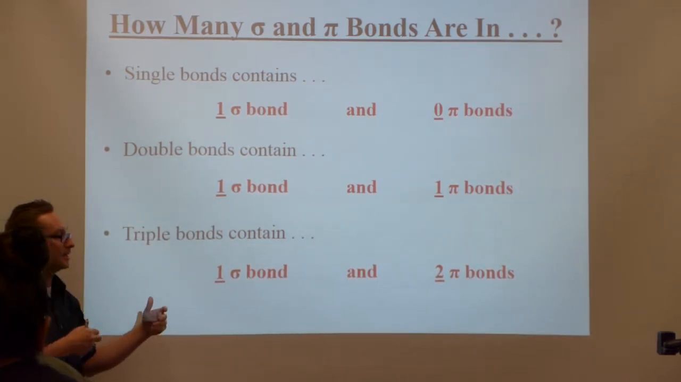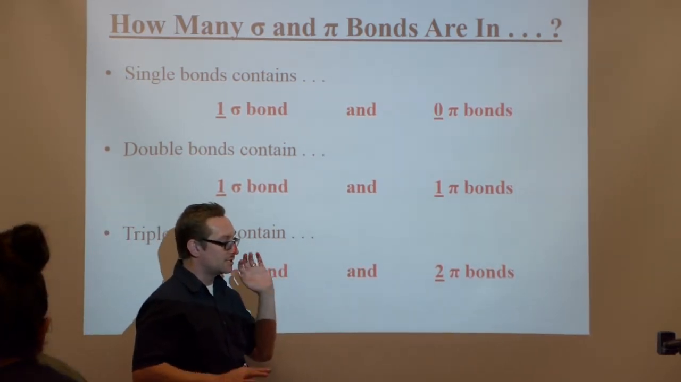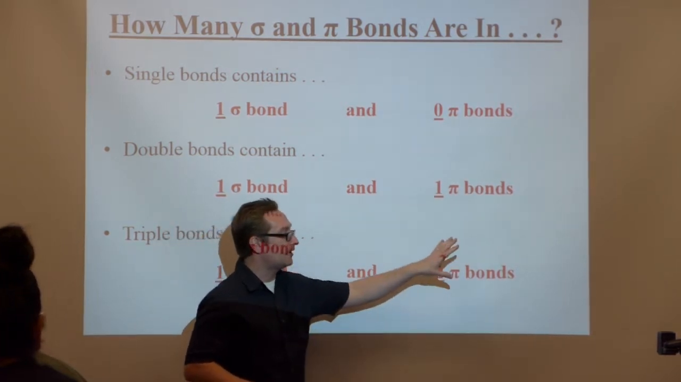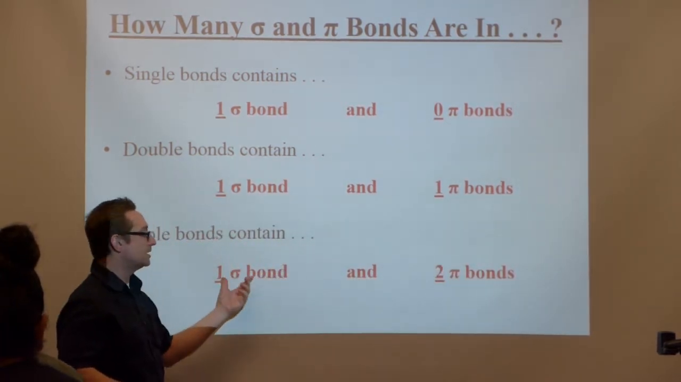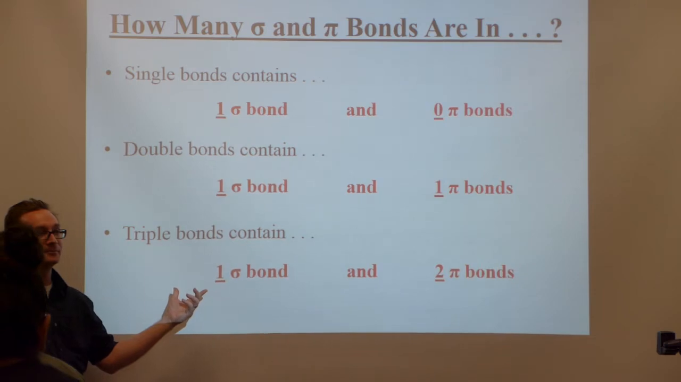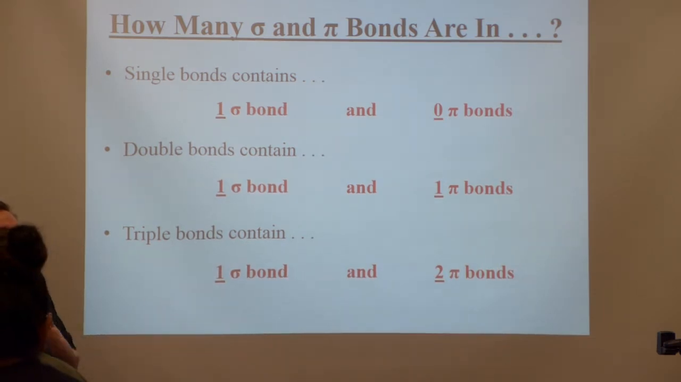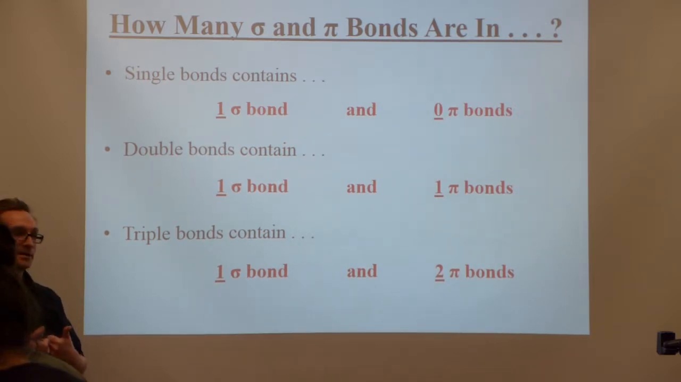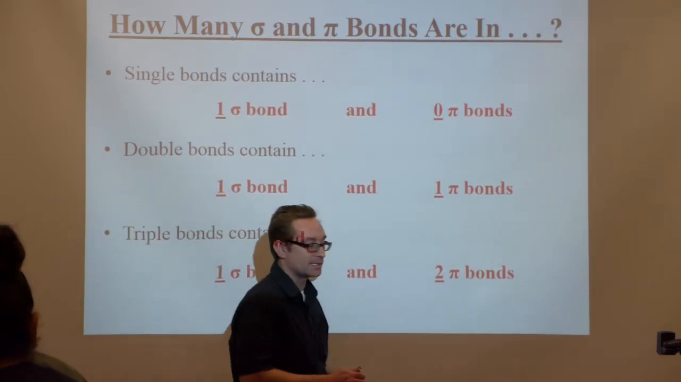Here's another comment I'll make. You cannot have pi bonds unless you've already made a sigma bond first. The initial bond that's made between atoms is always going to be a sigma bond. The pi bonds come after. So the pi bonds are only additive to what the sigma bonds have.